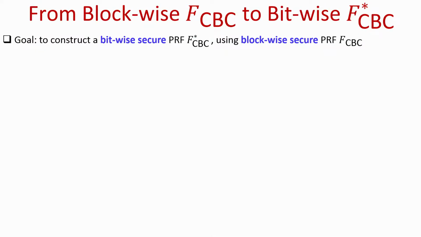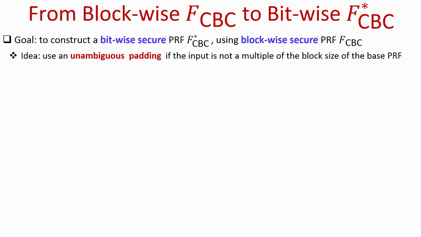Okay. So, now let us see how we go from constructing a bitwise fully secure PRF from a blockwise fully secure PRF. So, remember that our final goal is to construct a PRF or a message authentication code which can take a sequence of bits as input. Till now, the PRF or the MAC that we have constructed could take only blocks or a sequence of blocks as inputs. So, the idea behind constructing a PRF which operates on a sequence of bits is that you first apply some unambiguous padding depending upon whether the input bit string which you want to feed as an input to your PRF is a multiple of the block size of the base PRF or not.